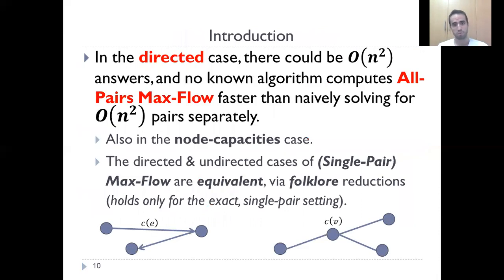Now let's talk about some lower bounds. In the directed case, there could be n squared answers, and no known algorithm can compute the all pairs max flow faster than the naive approach of solving it separately on each pair. Now, I'll say that if we consider the single pair version, the directed and the undirected cases are equivalent, and this is proved via a folklore reduction. But it holds only for the exact and single pair setting.